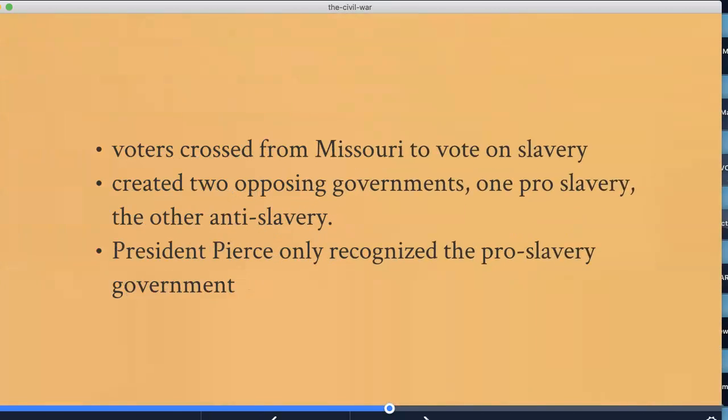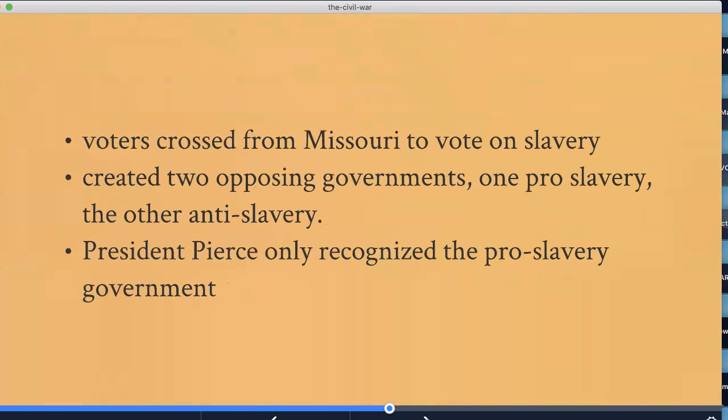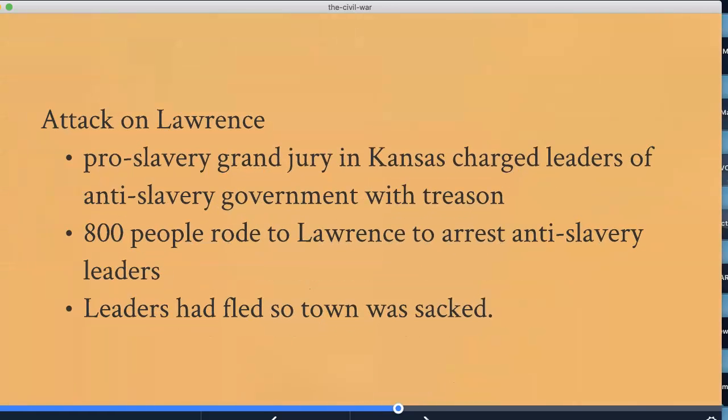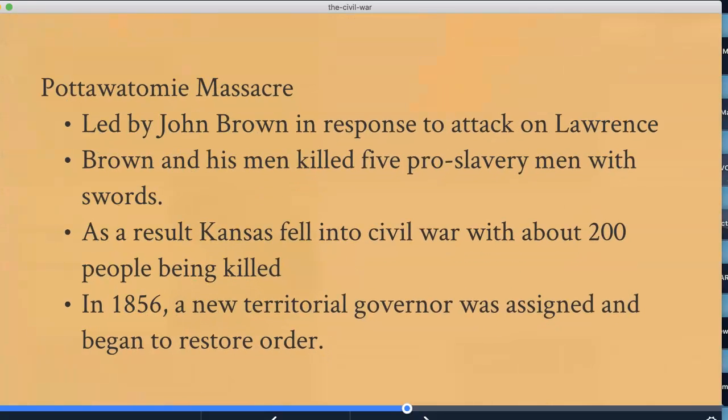Let's talk about Bleeding Kansas. There's going to be an uproar specifically within Kansas. Voters crossed from Missouri to vote on slavery, creating two opposing governments, pro and anti-slavery. President Pierce was going to recognize the pro-slavery government. There's a dispute. There's an attack on Lawrence. 800 people rode to Lawrence and arrested the anti-slavery leaders. Leaders fled the town that was being sacked, and people were being tarred and feathered and beaten to a pulp, and it was not a good look for the United States government.